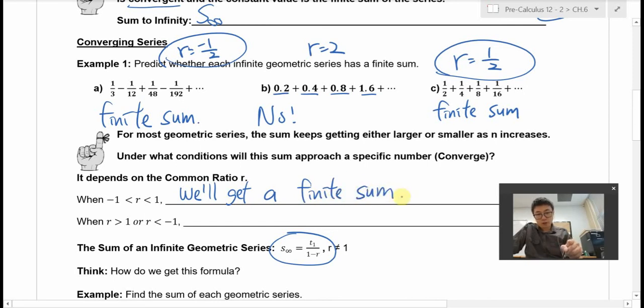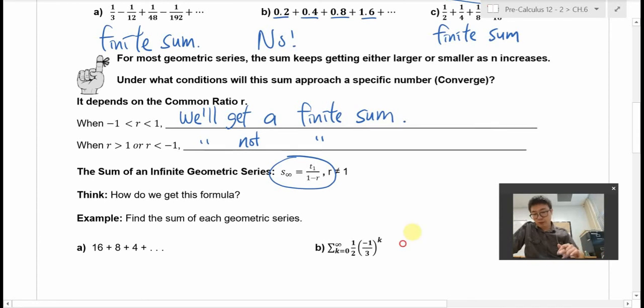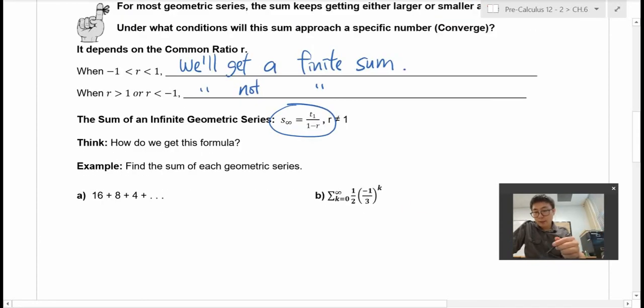If the common ratio is bigger than 1 or less than -1, then we will not get a finite sum. In fact, it's going to approach infinity or negative infinity, as you add bigger and bigger numbers or more and more negative numbers. So that's that.